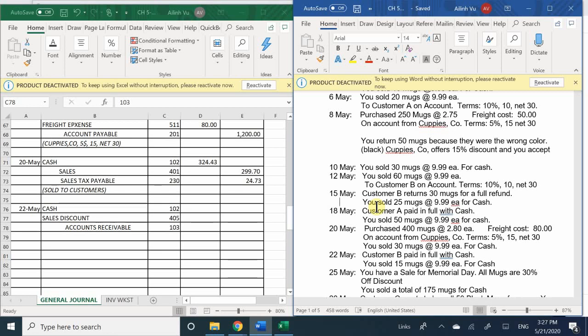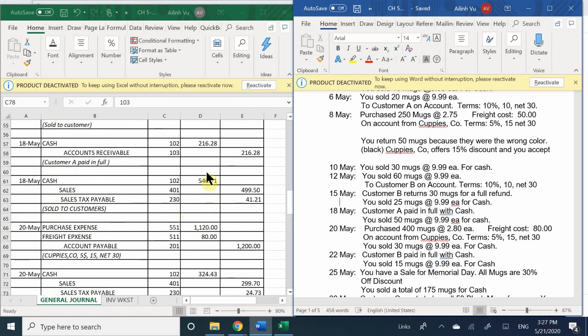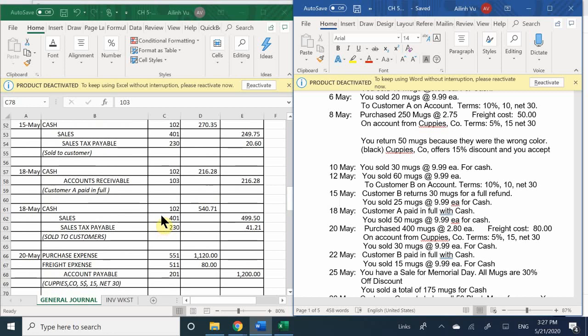So does he owe us for the full 60 mugs? No, he only owes us for the 30 mugs. Right, on May 15th he returned them, and we decreased the value by half. If we decrease the amount by half, let's go ahead and recognize this again.